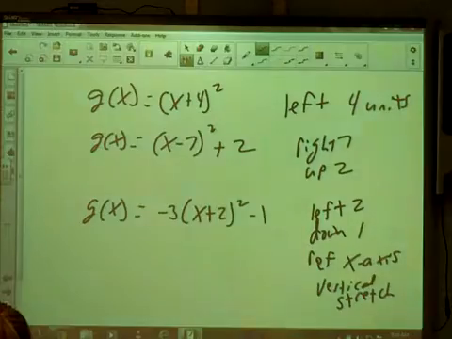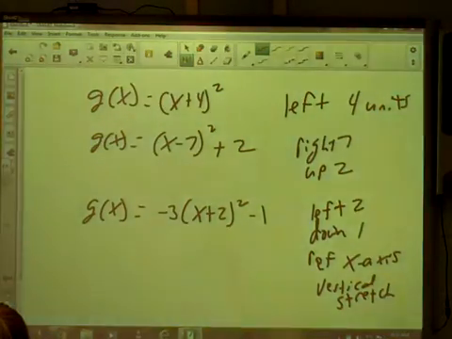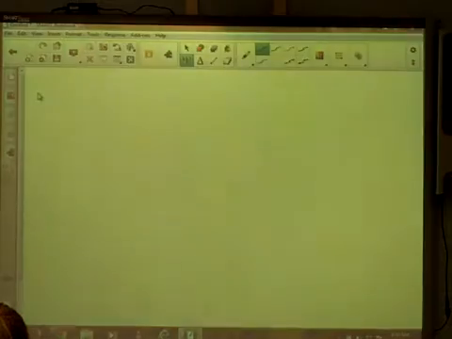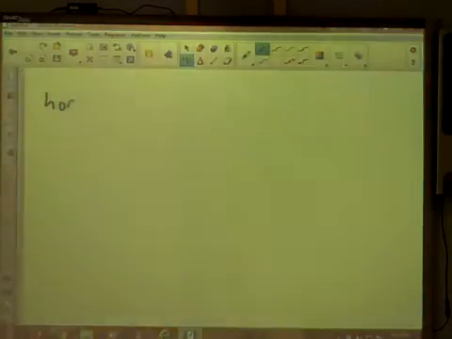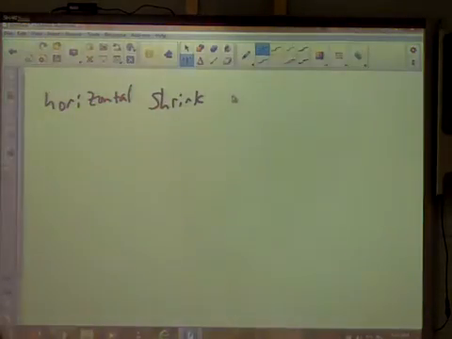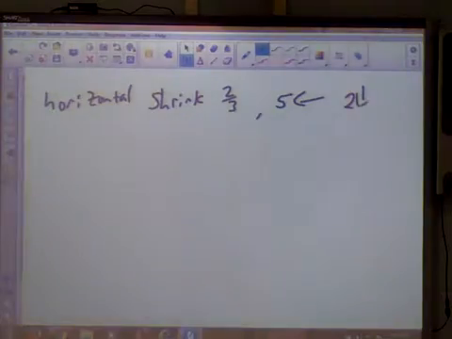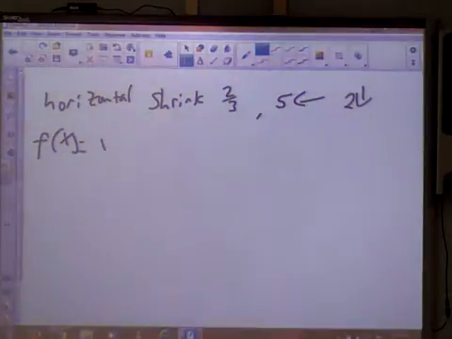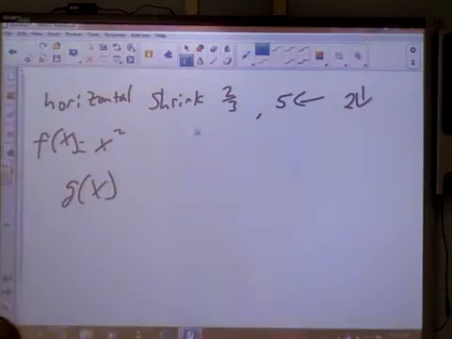Alright, now let's go do one or two the other way. I'm going to tell you what it did, and we got to write the equation. Okay, so this says we're going to write a g function that has a horizontal shrink by a factor of 2/3, a translation of 5 units left and 2 units down. That's it. Started off at your parent function of f of x equals x squared. We got to take that x squared and do all this stuff to it.